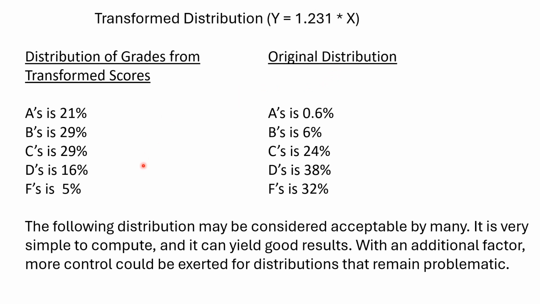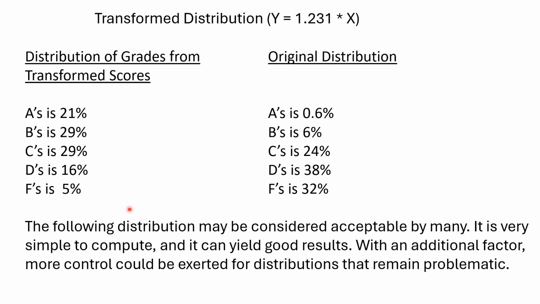So that's one of the benefits to using this procedure. Following the distribution may be considered acceptable by many. I agree, and it is very simple to compute, and it can yield good results. With an additional factor, more control can be exerted on some of these distributions that remain problematic. So in this particular case, we kind of lucked out in that we didn't have an excessive number of A's.